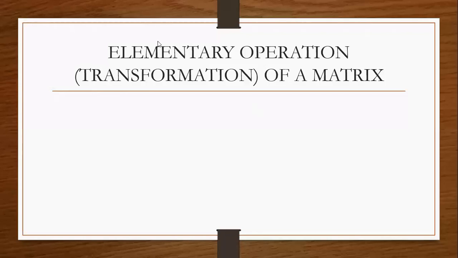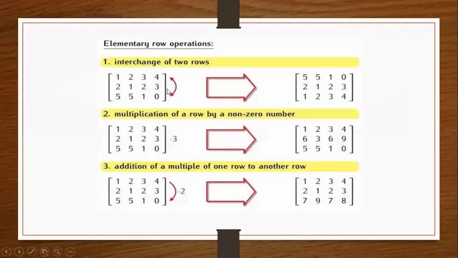Yes. So in today's class, we will learn about elementary operations. This is the last part which was left in the matrices chapter, so we'll discuss this today. So what are elementary operations? There are six types of elementary operations, 3 for row and 3 for column.